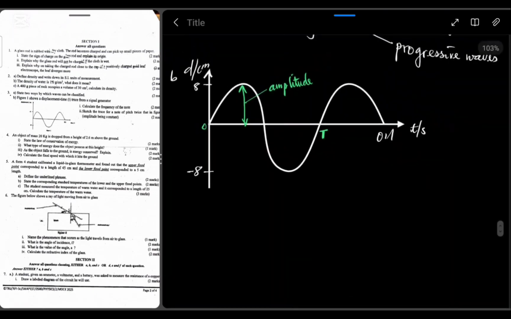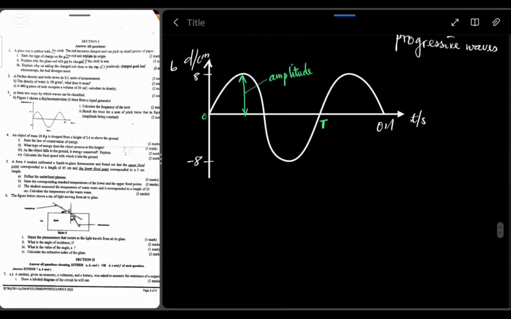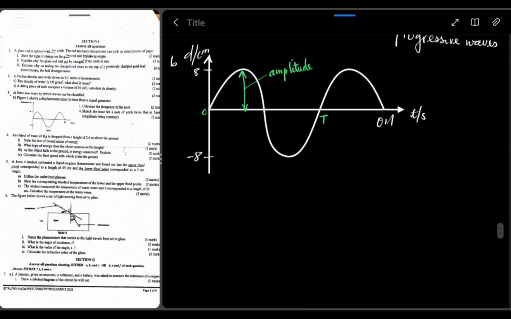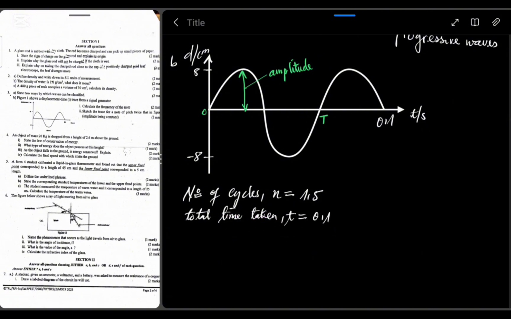So as far as this wave profile is concerned, if we are to count the number of cycles, from here, this is 1 cycle and a half. So we can see that the number of cycles n is equal to 1.5. The total time taken, T, is equal to 0.1 seconds.